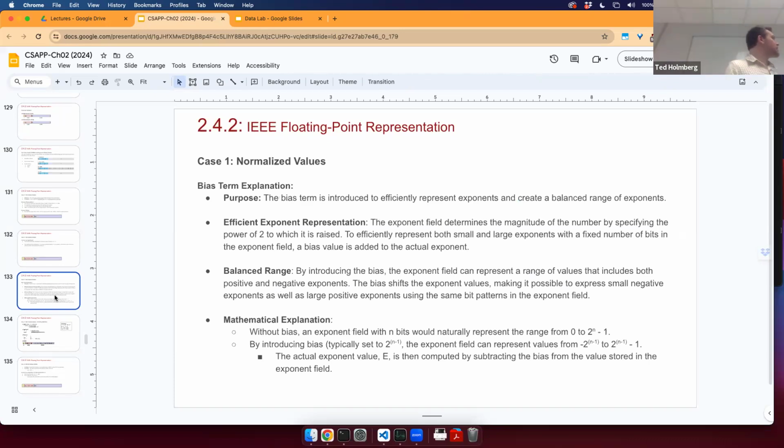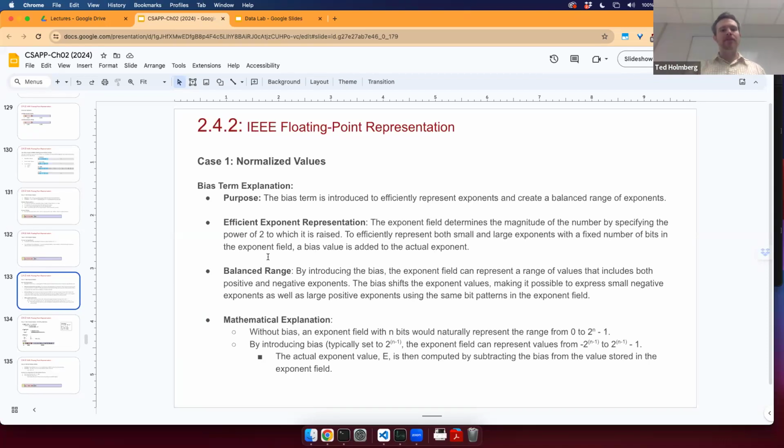And just a little bit more explanation in terms of why we have a bias in there. The purpose of our bias term is to efficiently represent our exponents and create a balanced range of exponents. We're going to see what the bias does when we actually look at the number range of how our approximations work. But it allows us this efficient exponent representation. So the exponent field determines the magnitude of the number by specifying the power of 2 which is raised, right? So that's like our k term, 2 to the power of k, to efficiently represent both small and large exponents with a fixed number of bits.